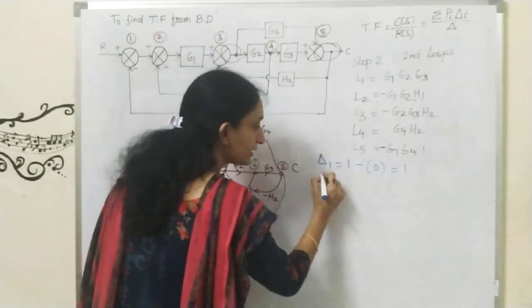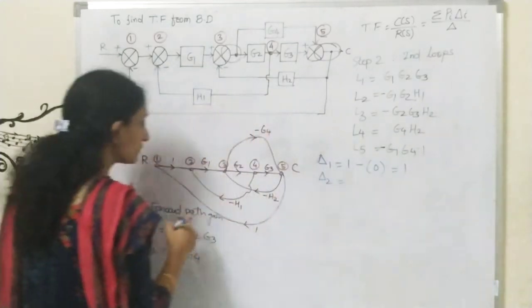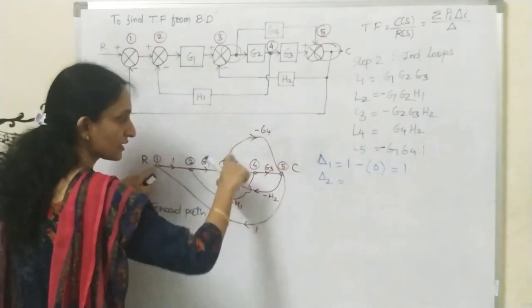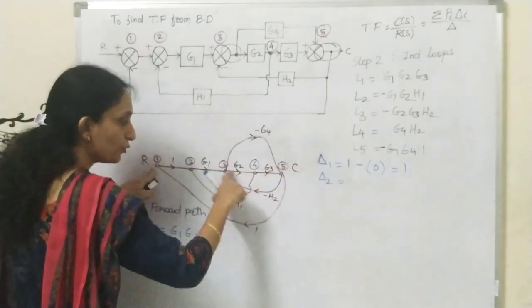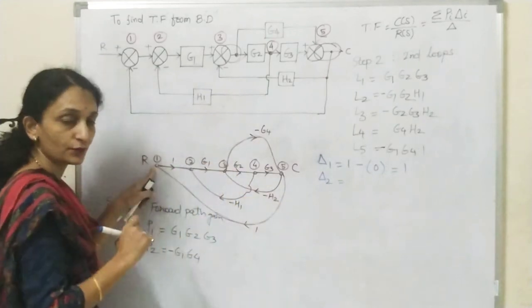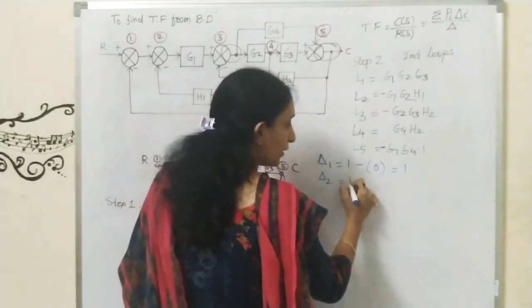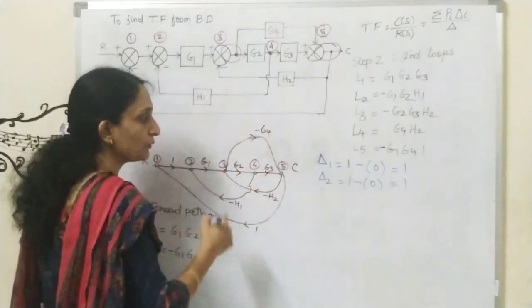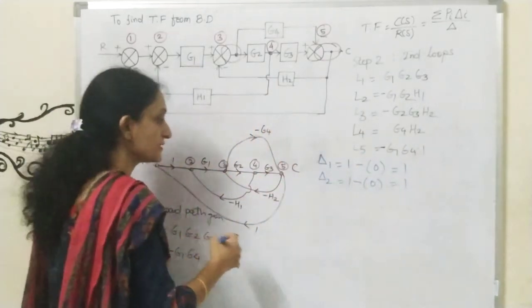Now delta 2. Delta 2 is equal to, look at this. This is the second forward path. And again all loops are touching the second forward path. So I will write 1 minus in bracket it is 0. So 1. Now I will put all these values in Mason's gain formula.